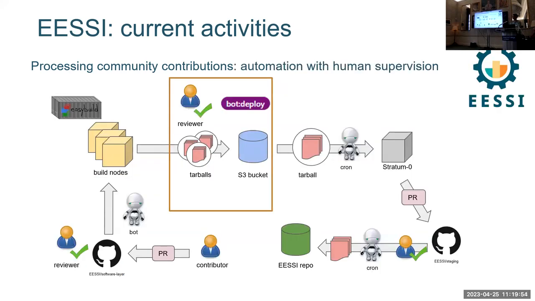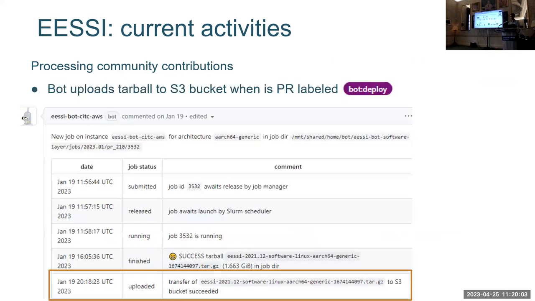Then the next step, the reviewer can have a look again. Does it still make sense? Is it still okay? He can add the bot deploy label. That means these tarballs get uploaded to the S3 bucket. And again, the bot will report back about this step. Oh, I did the uploading. It's now there in the S3 bucket.